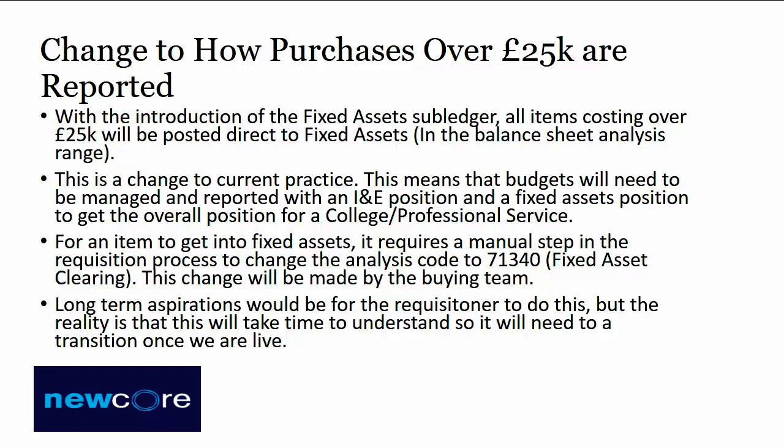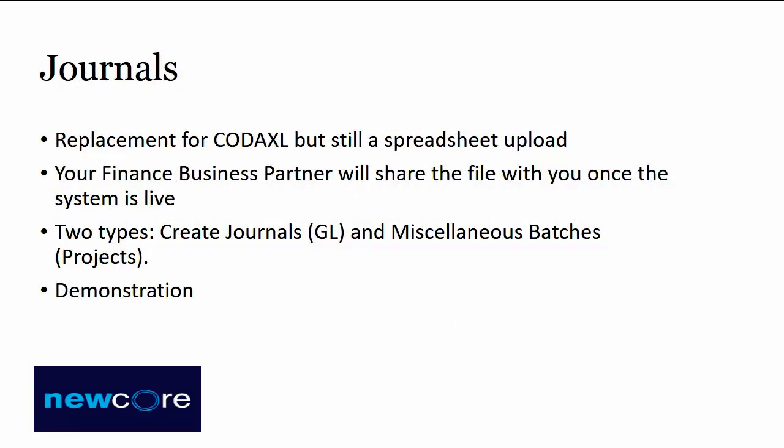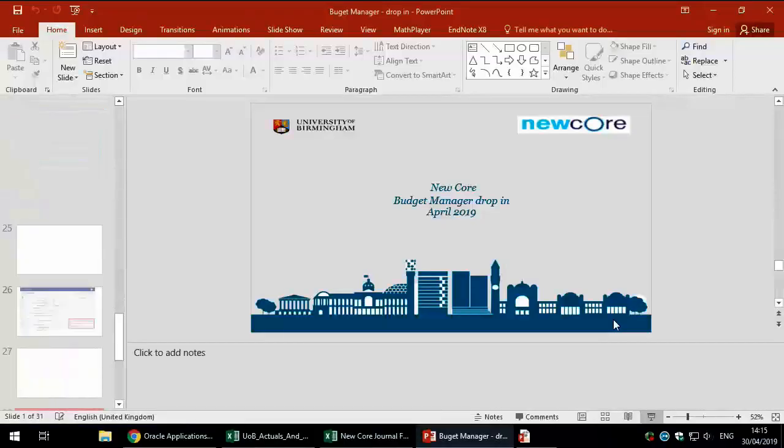I don't spend too much time on this one. Journals. There is going to be a replacement for Coda Excel. It is still a spreadsheet upload, like I said. There is going to be a template that is going to be shared with you by, again, finance business partners. Go to them for all of those. There will be a kind of general ledger journal between those different 7-segment value codes, but you also now know that there is the project subledger. We might need to be journaling between projects and the general ledger accounts and so on. So there could potentially be 2 types in there. And I do have a file just to show you what that looks like.